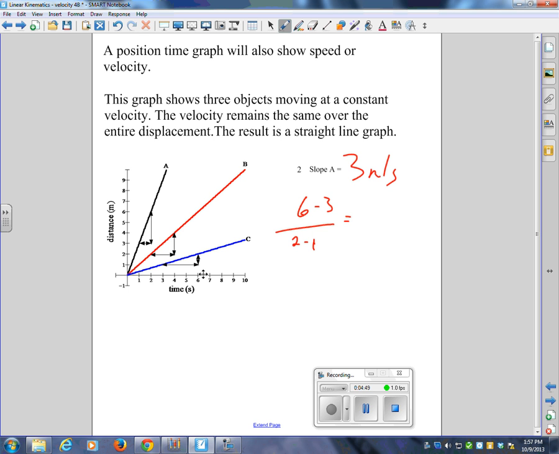Anybody out there in physics land never heard the word slope before? Anybody never calculated slope before? Good. So, it is in fact a constant 3 meters per second, right? It stays 3 meters per second the entire time. There's no speeding up, there's no slowing down, it's 3 meters per second the whole time. What's the slope of B?